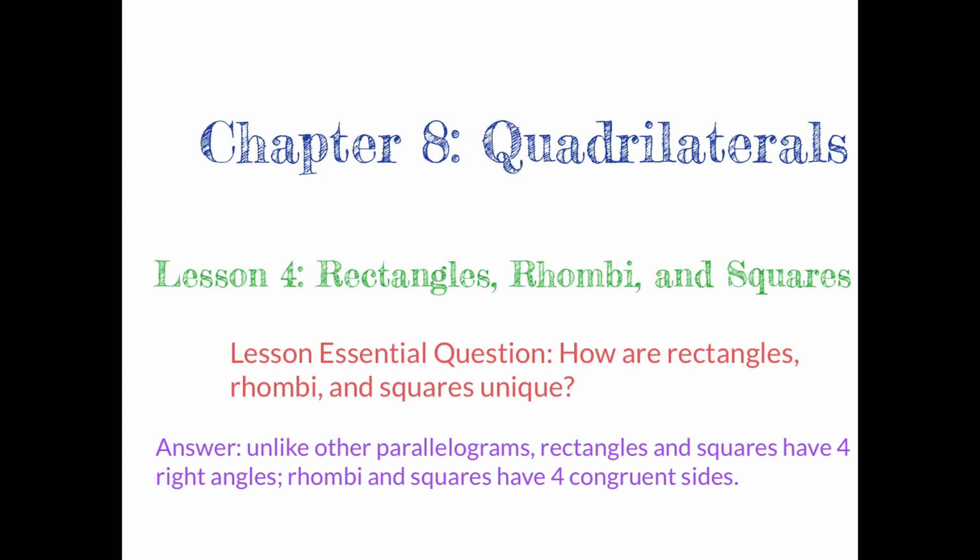That concludes the video for the lesson 4 on rectangles, rhombi, and squares. How are they unique? Unlike other parallelograms, rectangles and squares have 4 right angles. Rhombi and squares have 4 congruent sides. Notice that this answer does not mention any information about the diagonals, and that was simply just to keep the lesson essential questions answer pretty short. But please know that you do have to remember the diagonals that happen with rectangles and rhombi, so that way you can use that information to find missing values.